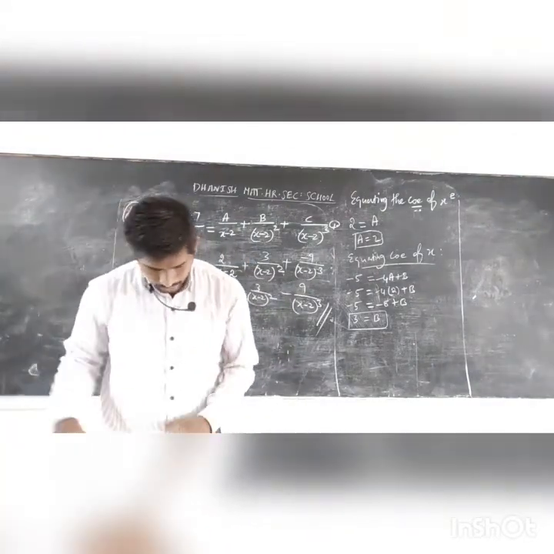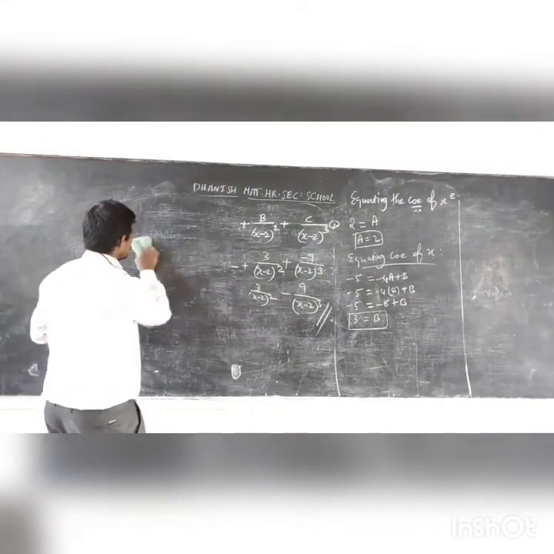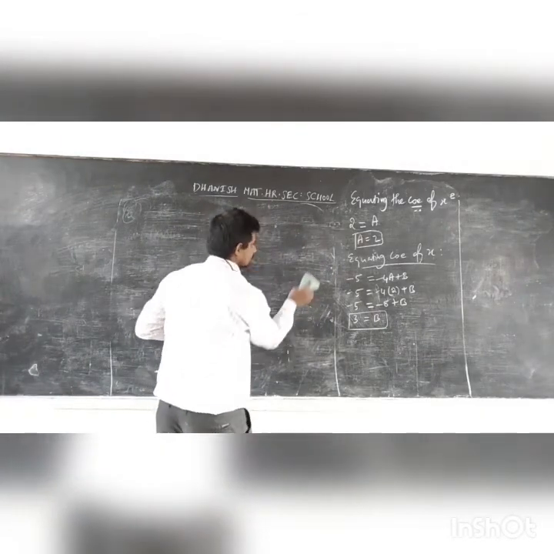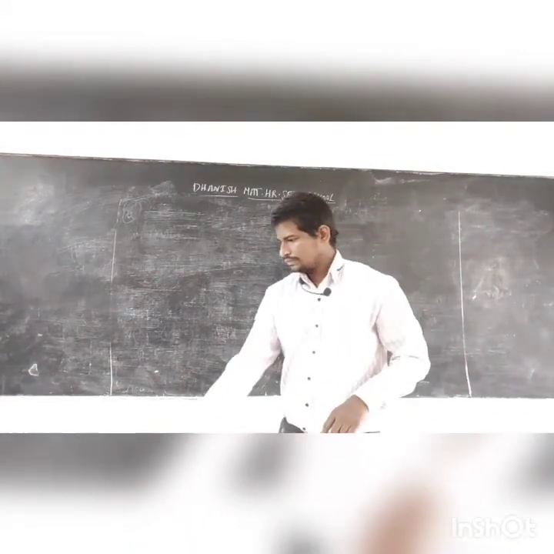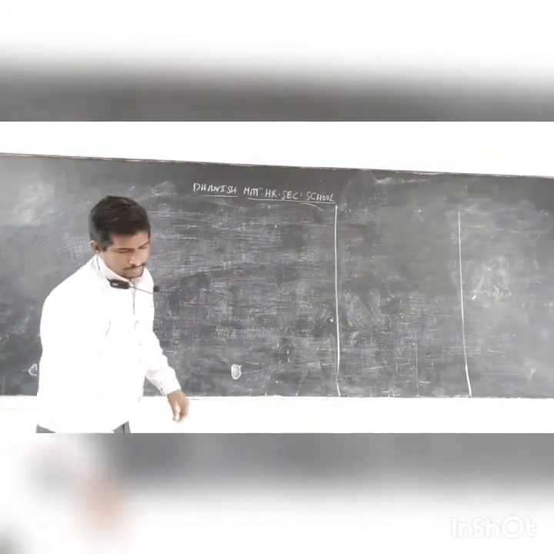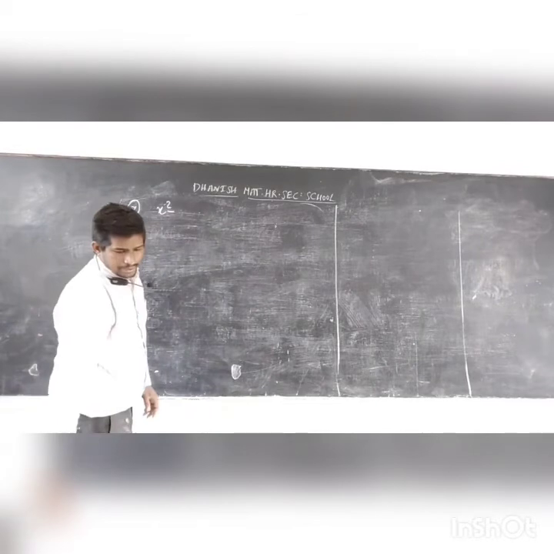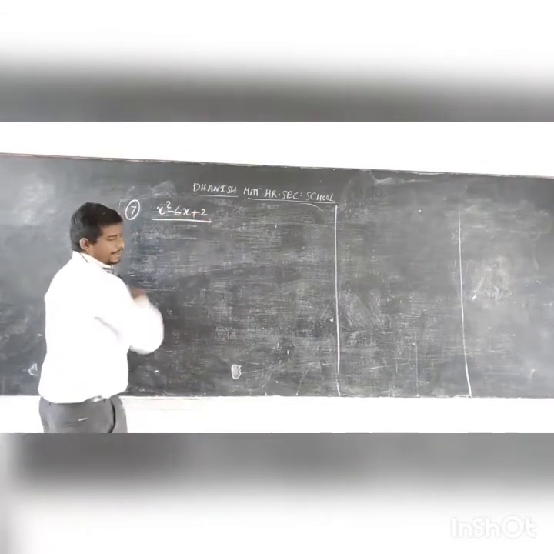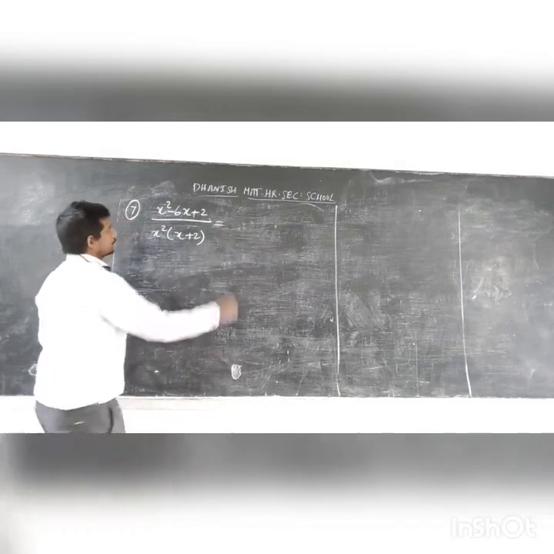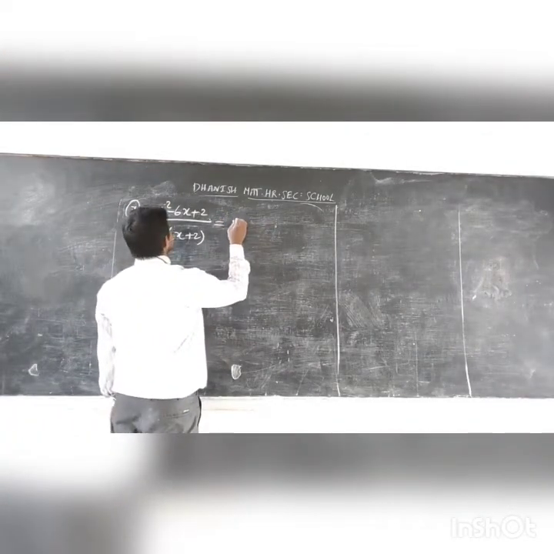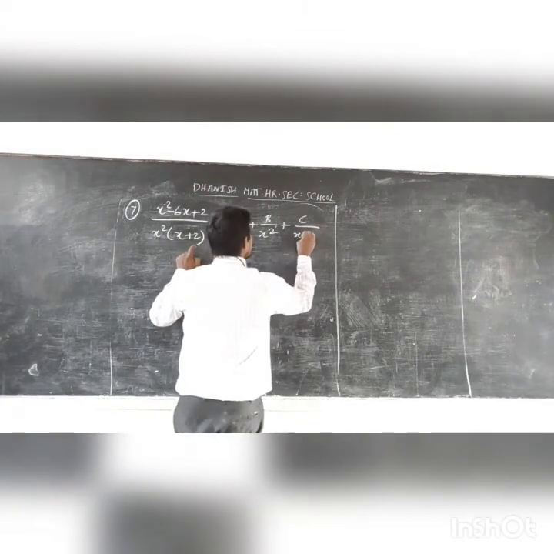Now we will move on to the seventh problem. Look at the seventh one. x square minus 6x plus 2 by x square into x plus 2 equal to, it can be written as a by x plus b by x square plus c by x plus 2.